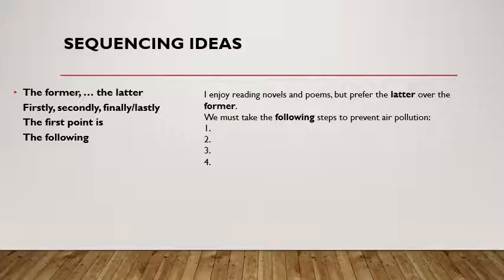We must take the following steps to prevent air pollution. And then you can write the steps 1, 2, 3, 4. So the following are the steps used to prevent environmental degradation. And you can write 1, 2, 3, 4. That is how you use the linking word, the following. Or you can say the first point is so and so, the second point is so and so, the last point is so and so, etc. So these are all linking words used for sequencing ideas.